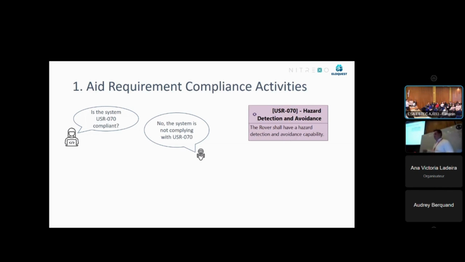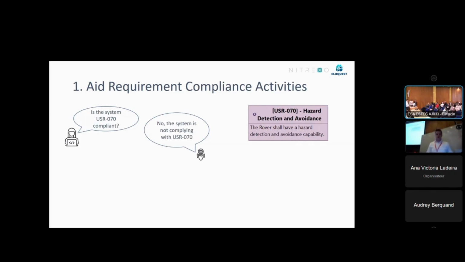So I have an example requirement up here. In a standard space project, you might have hundreds or thousands. This is just one. The example is hazard detection and avoidance. It's a rover, and we're saying that the rover should have hazard detection and avoidance capability. But I'm a model-based systems engineer trying to comply with thousands of requirements. I've missed this one. I want to check that my model is compliant with this requirement.